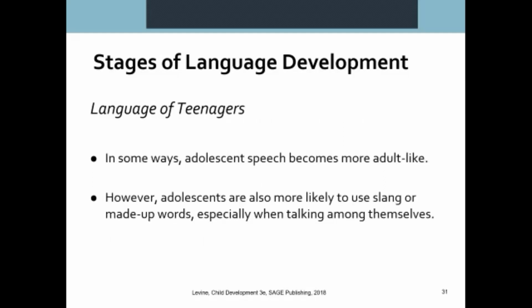I'm going to skip language in teenagers. You're still responsible for it. I'm just going to let you read it on your own. There's not much to it. It's a little paragraph in the book, so make sure you do read that section.